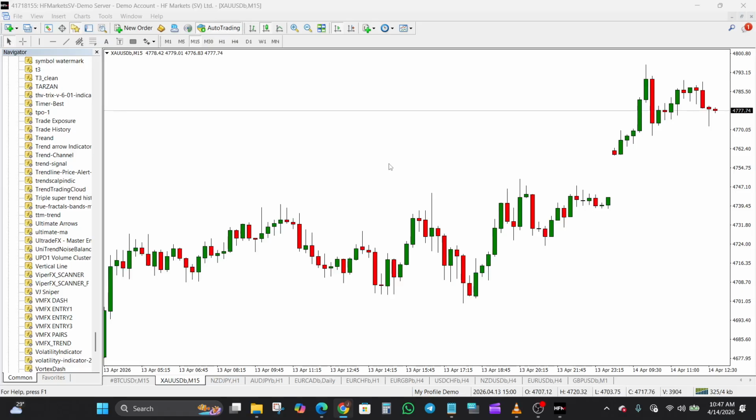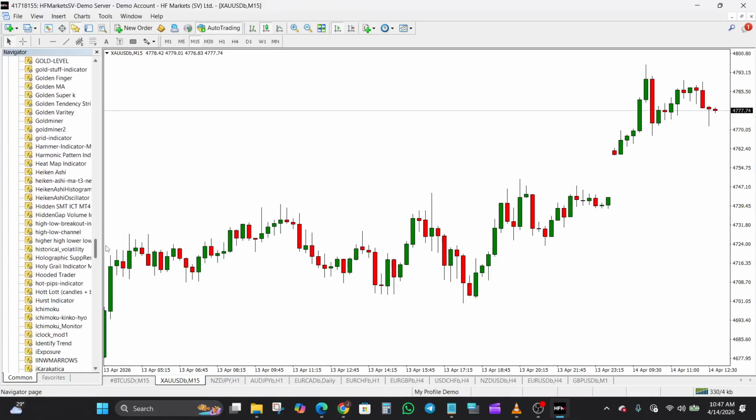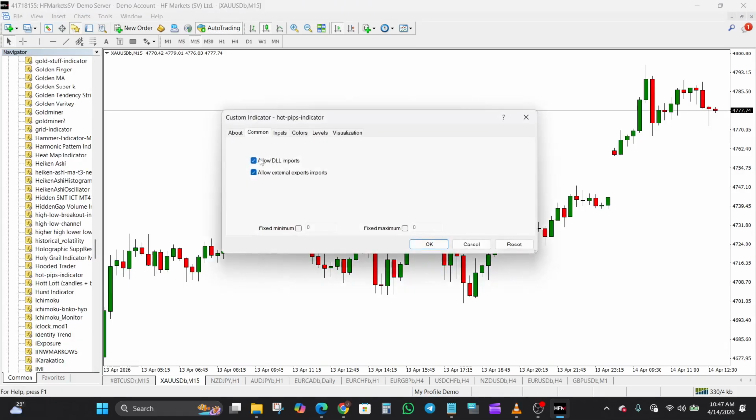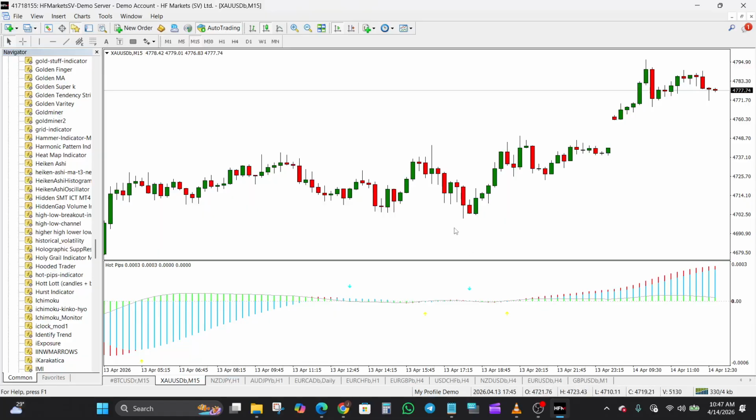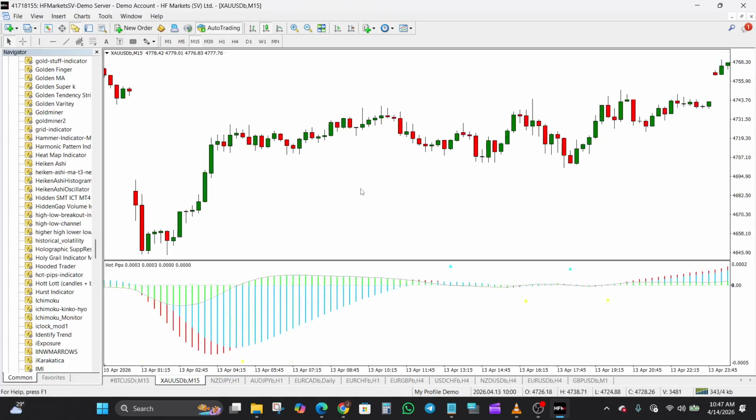Alright, so let us start by adding the indicator to the chart. We're just going to look for the hot pips indicator, drag and drop, ensure that the allow DLL imports box is checked. So this is how the indicator looks like. Alright, as we can see that it is a momentum indicator. It oscillates within a separate indicator window, as we can see here, right?